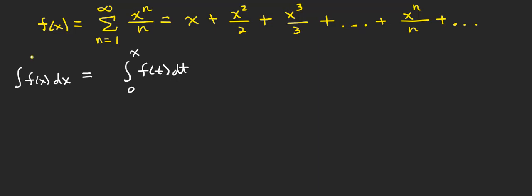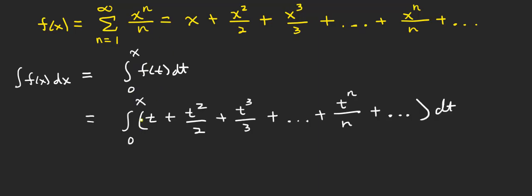Now, how are you going to find the integral of f of x? The integral of f of x will be the same thing as the integral from 0 to x of f of t dt, because the center is at 0, so we need to start from 0. If the center is 2, then you have to go from 2 to x. So you get the integral from 0 to x. Now instead of the variable x, you have to change it to t. And don't forget dt at the end.